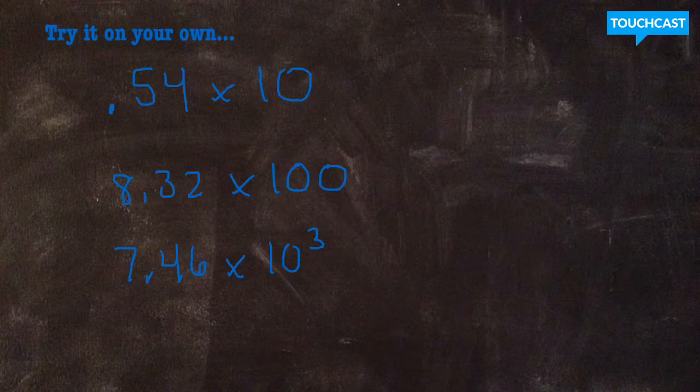I want you to take a minute, friends, and in your journal solve these 3 problems: 0.54 times 10, 8.32 times 100, and 7.46 times 10 to the third. I would like you to try to solve these using our new pattern, the zero trick, if you will, and how you move your decimal place when multiplying decimals by powers of 10.